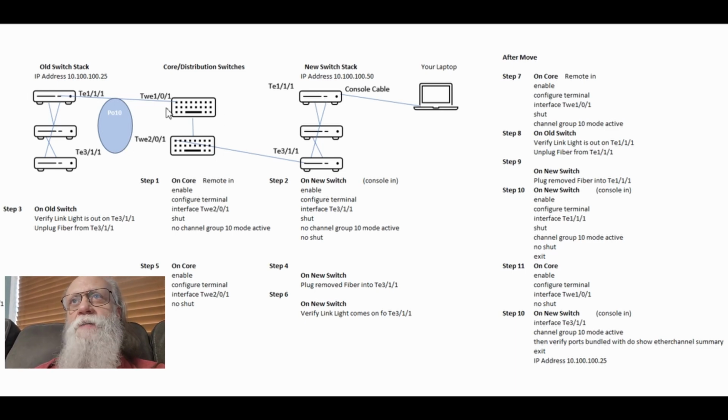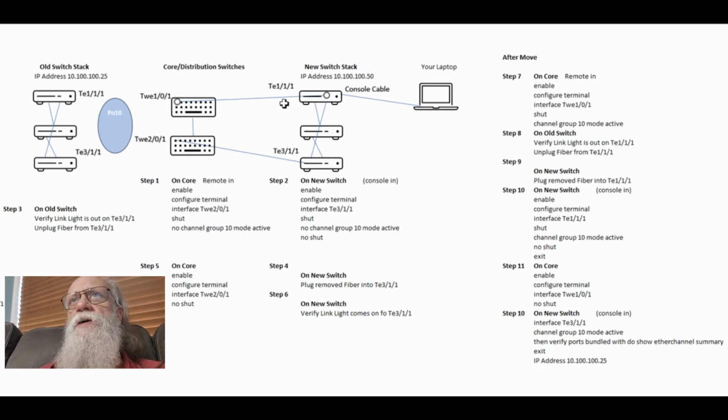Cisco standard best practice is to shut this down, take it out of the port channel, move it over, and then put it back in. But basically you can just move this over to here. So now you've verified the light was out on that, you have the right one, you unplugged it and plugged it into the new one.